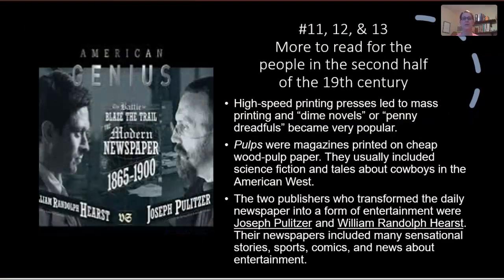Numbers 11, 12, and 13. More to read for the people in the second half of the 19th century. High-speed printing presses led to mass printing, and dime novels or penny dreadfuls became very popular. Pulps were magazines printed on cheap wood pulp paper. They usually included science fiction and tales about cowboys in the American West.